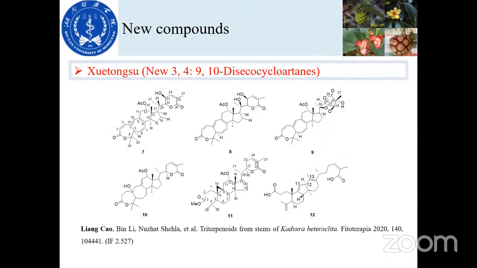After that, we also isolated some other terpenoids, which are 3,4 and 9,10 dicycle cycloalkanes. This class of compounds we named Xuetongsu. This was published in Phytotherapy.